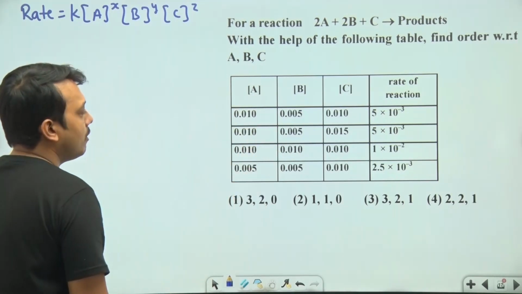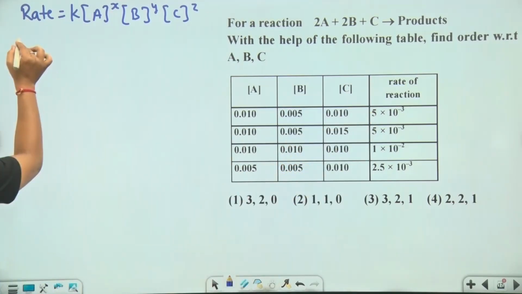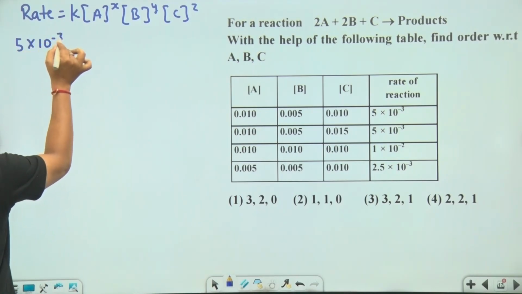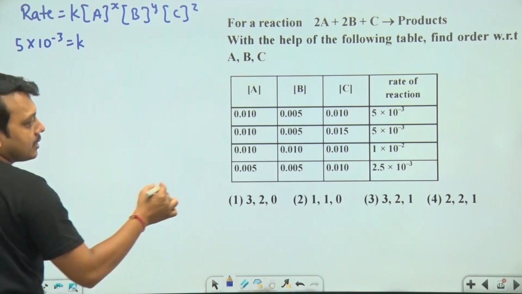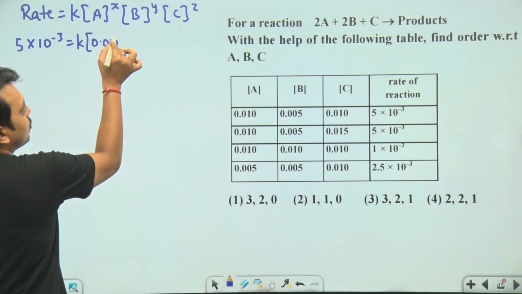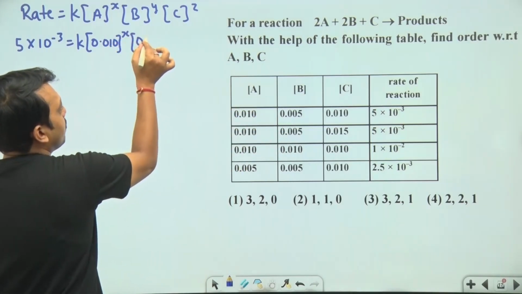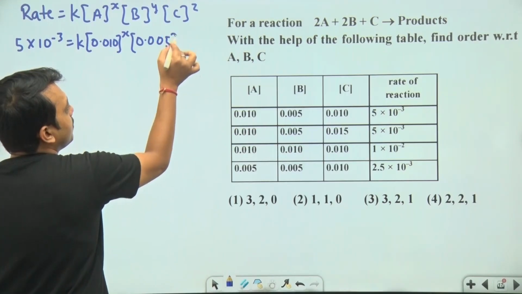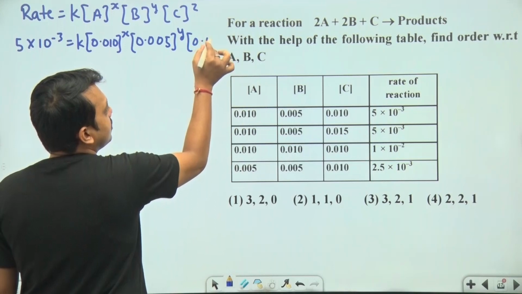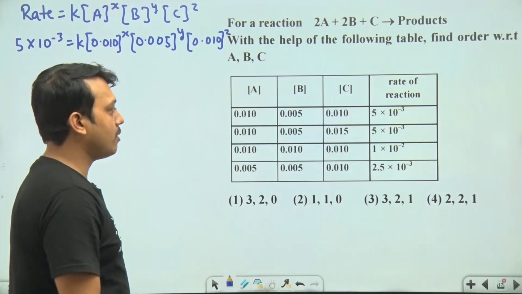Clear? So from experiment number 1, we can write the rate. The value of rate is 5 into 10 raised to the power minus 3, that is equal to K. The concentration of A is 0.010 to the power x. The concentration of B is 0.005 to the power y. And the concentration of C is 0.010 to the power z. This is from experiment number 1.